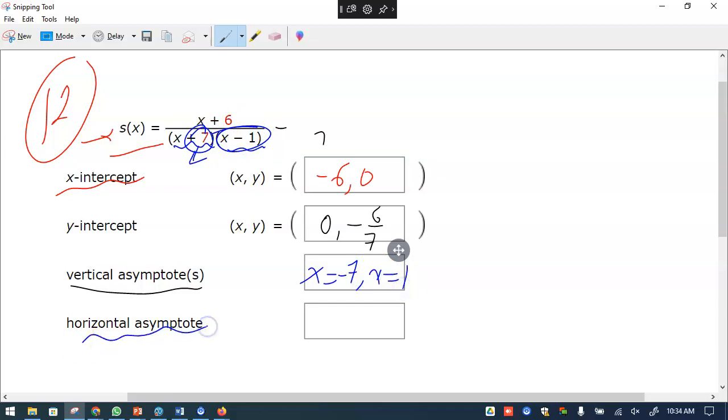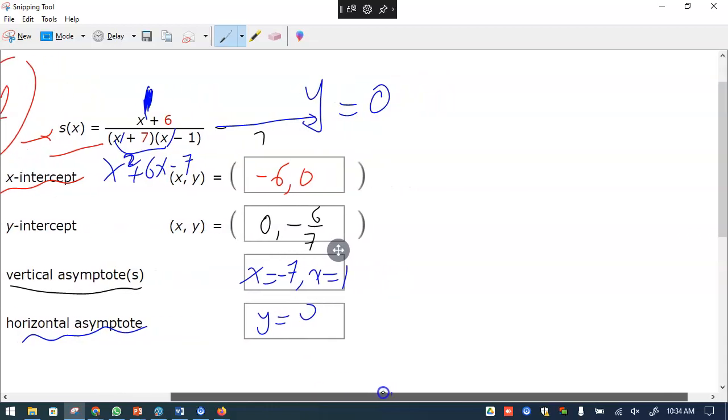And how do we find the horizontal asymptote? You can clearly see that the degree of the numerator is 1, but the degree of the denominator is 1 plus 1, which is 2. So the degree of the numerator is smaller, because when you multiply this, you get x squared plus 6x minus 7. So the top degree is smaller than the bottom, so the whole thing becomes y equals 0. Straight away, you write y equals 0.